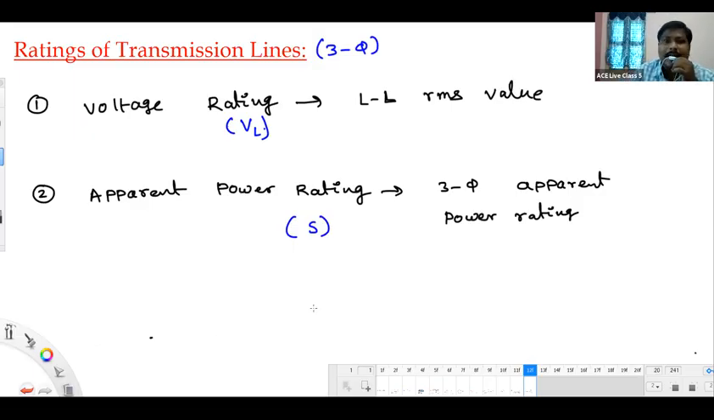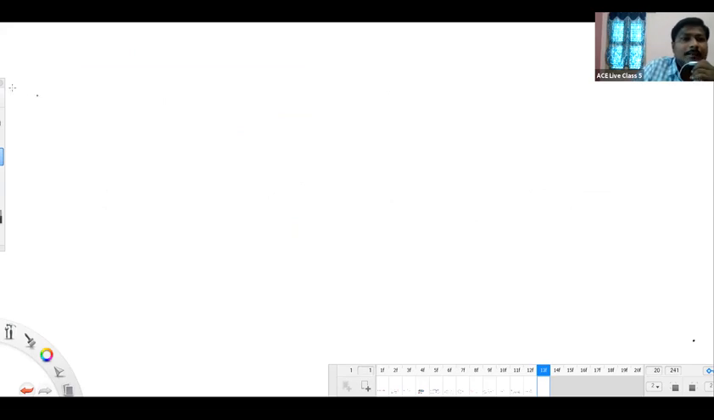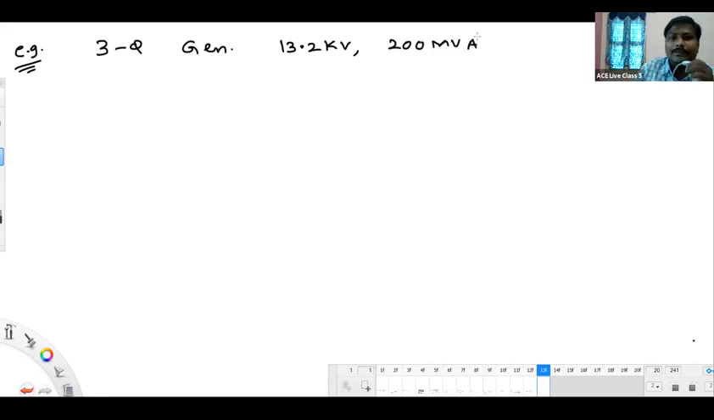So why not peak? So I'm saying you only standard. For example, if you see outside, we have a three-phase generator, let's say, having ratings of 13.2 kV, 200 MVA. If you see these numbers on the nameplate of the generator, immediately you have to understand that this 13.2 kV is the line to line RMS voltage rating of the generator, and 200 MVA is the three-phase apparent power rating of the generator.